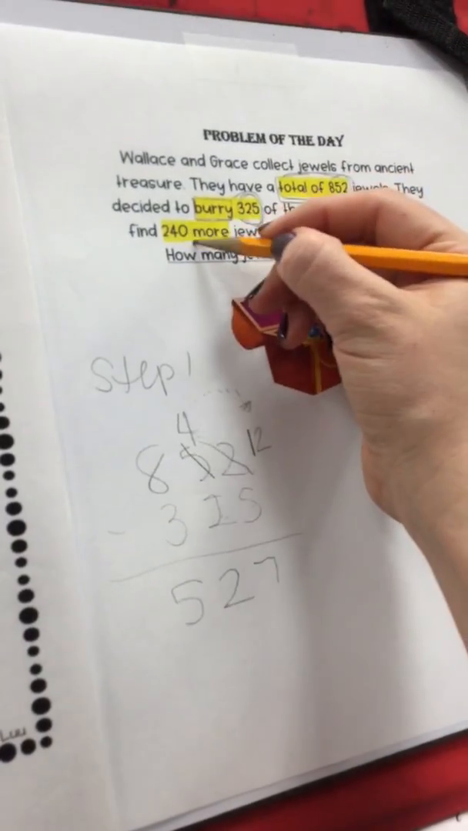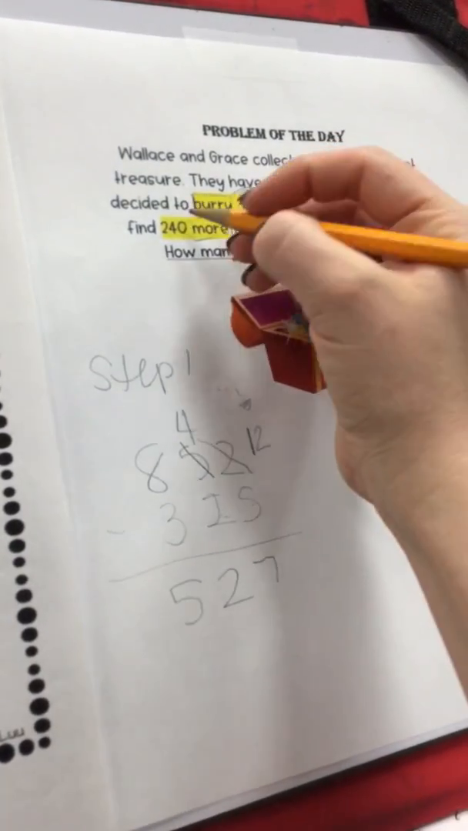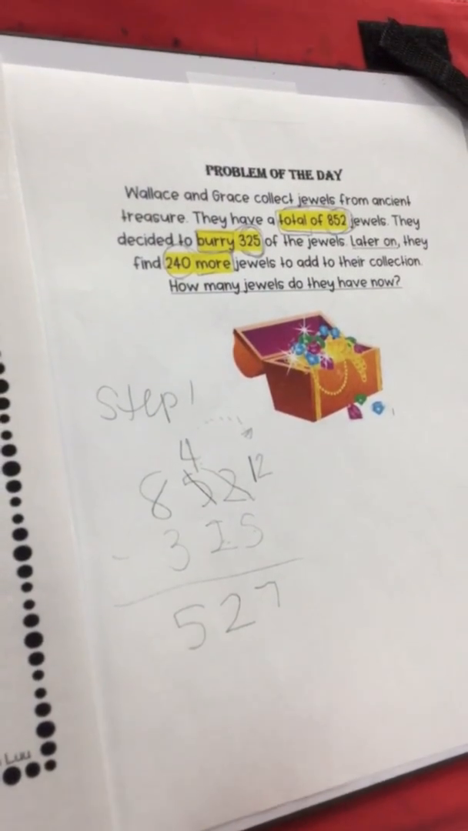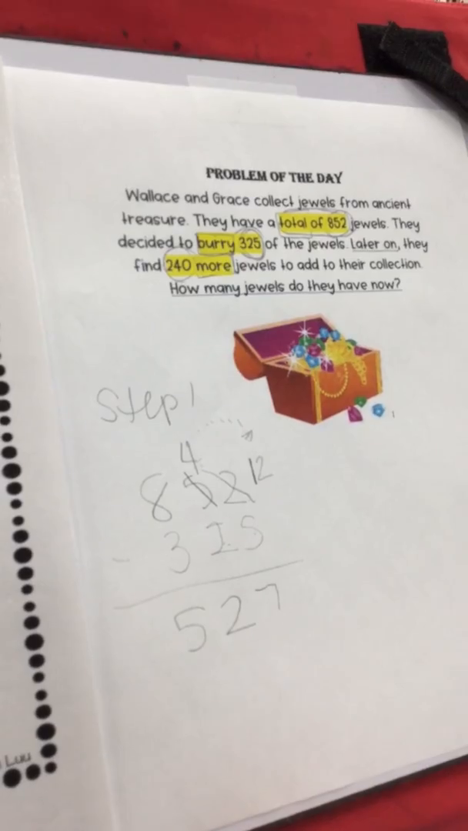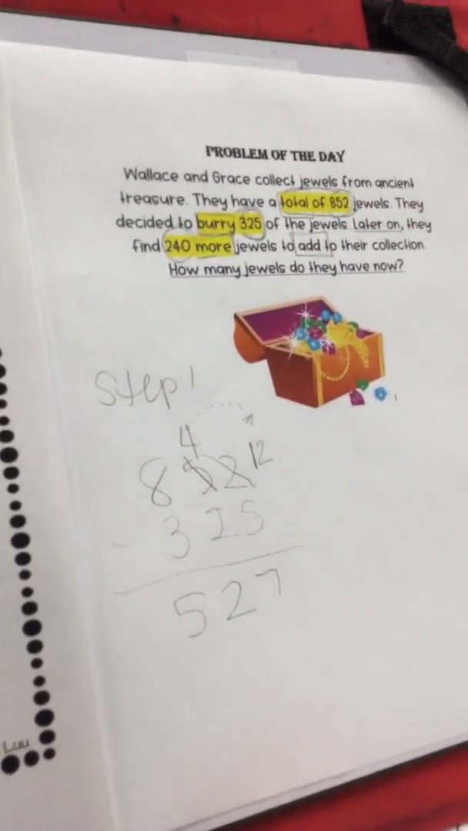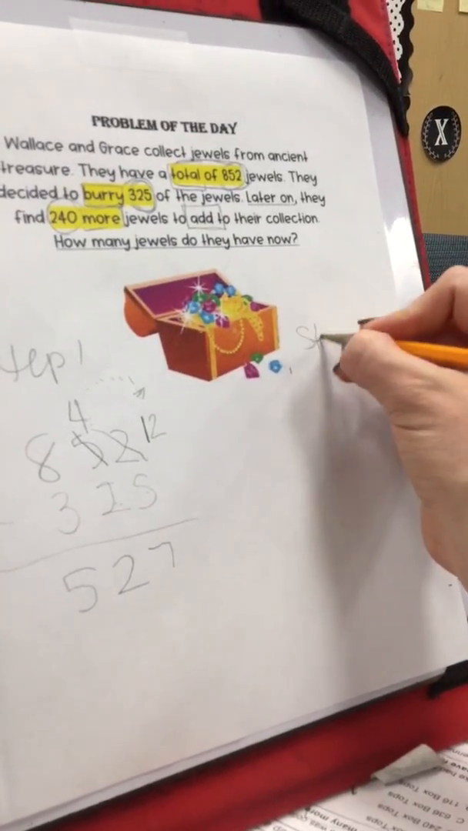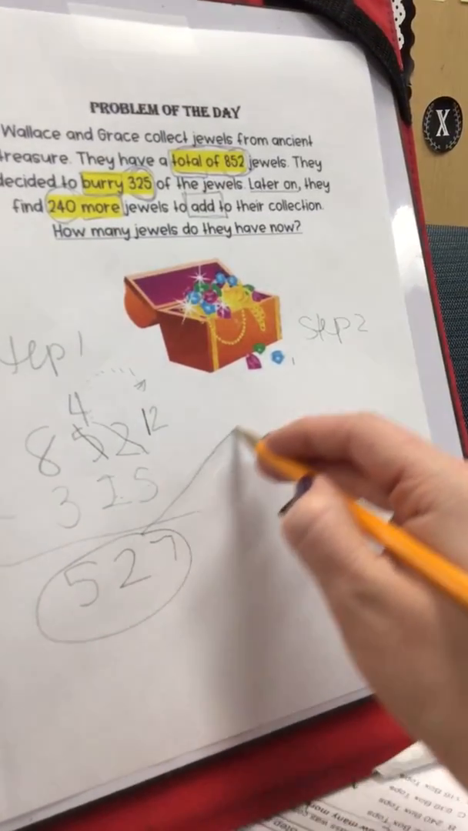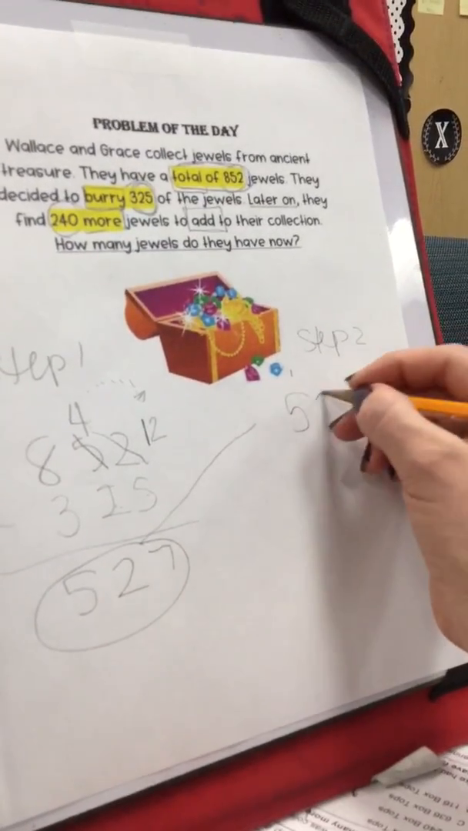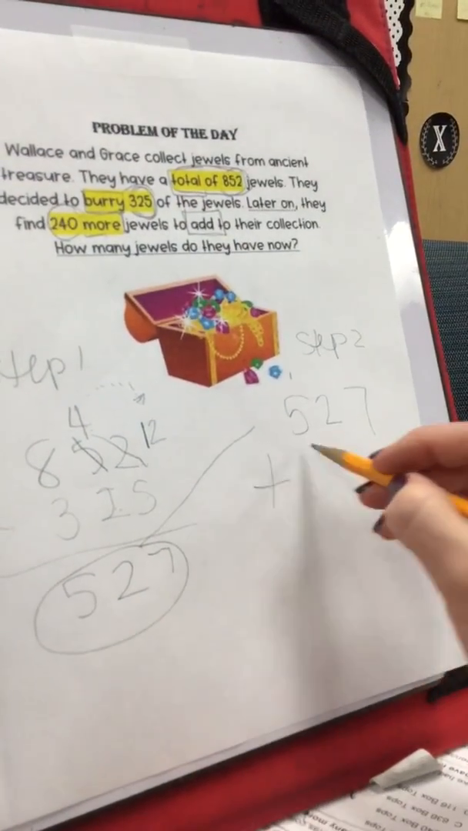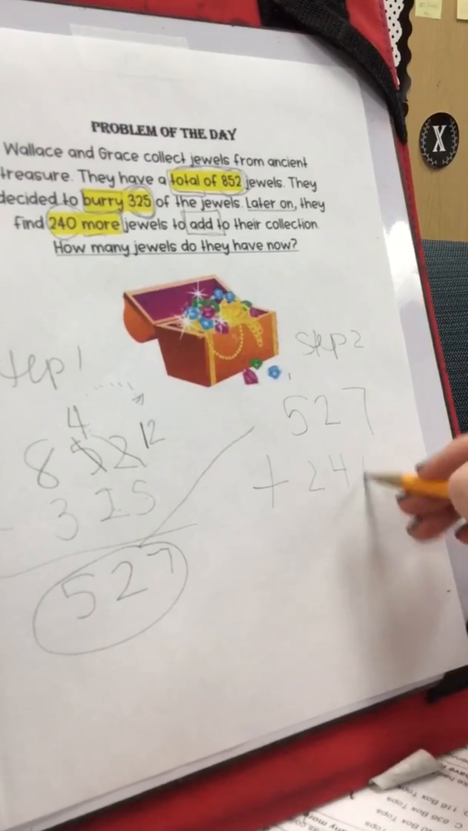And again, we really emphasize that word "more." Circle that number, 240. And the fact that they found 240 more to, once again, here's that important word, add to their collection, they now should know that step 2 is to take that answer from step 1 and bring it over. So my 527, we're adding those jewels that they found, plus 240.